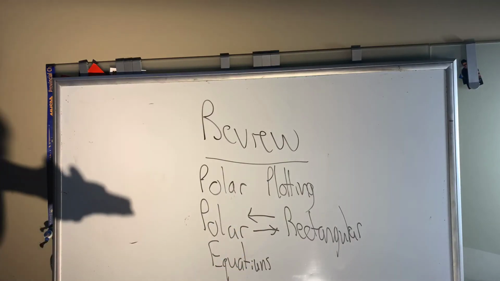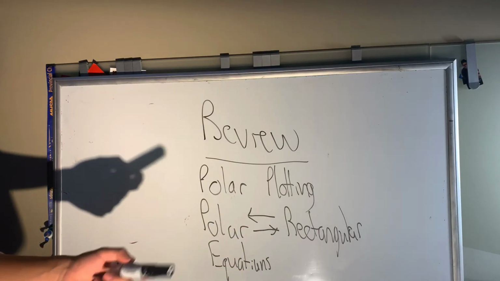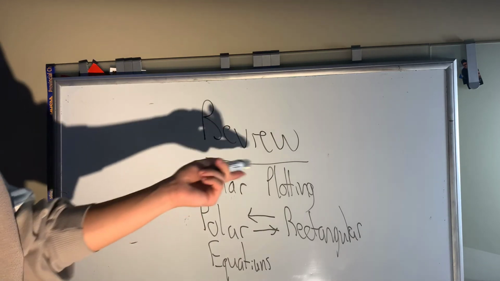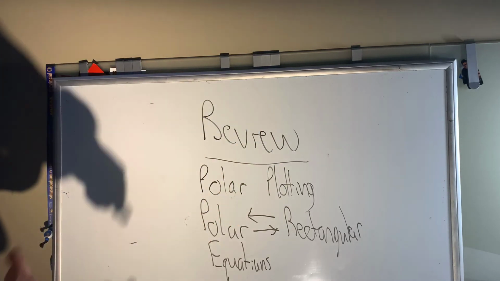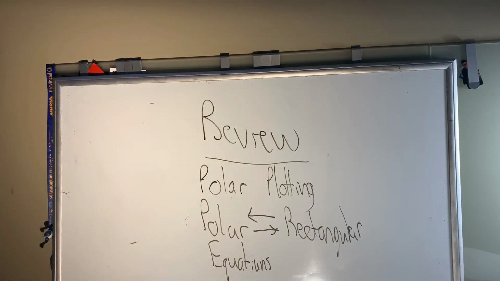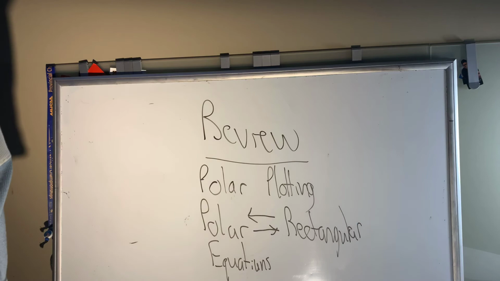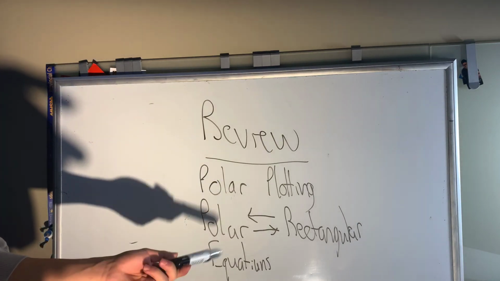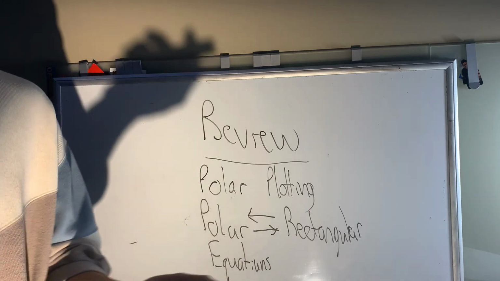So to review what we learned today, we learned how to read and plot polar coordinates, we learned how to convert polar and rectangular coordinates to one another, and we also showed you a few equations in terms of polar coordinates. Tomorrow we'll be ending polar coordinates with complex numbers in polar coordinates, so hopefully you stick around for that.